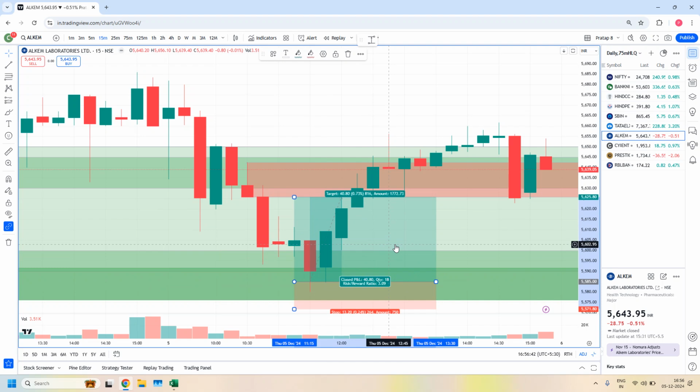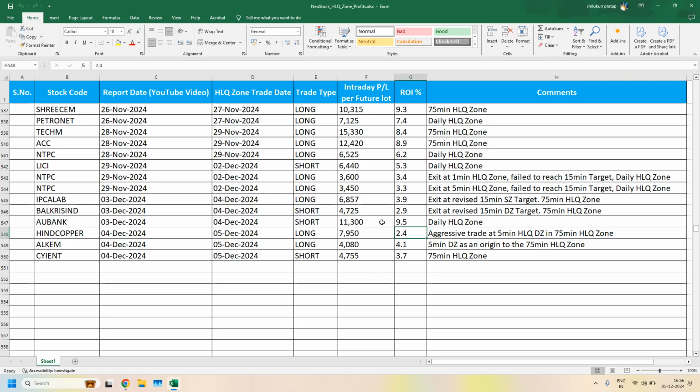Okay, how much profit has Alkem given? Alkem has given 1:3 RR for us here, but what is the profit? What is the ROI? Alkem has given 4080 rupees profit and you got 4.1% ROI because its margin cost is around 1 lakh. That's why you got 4%, 4.1% ROI.